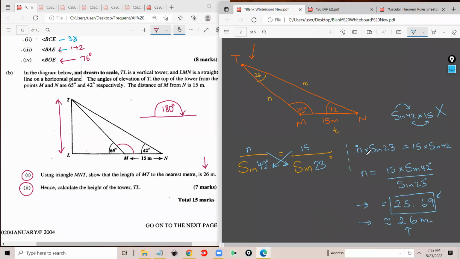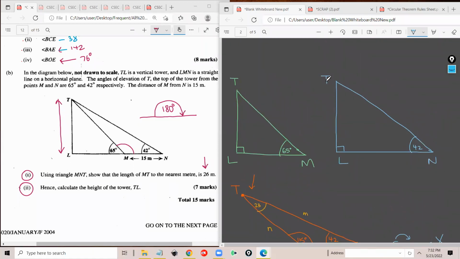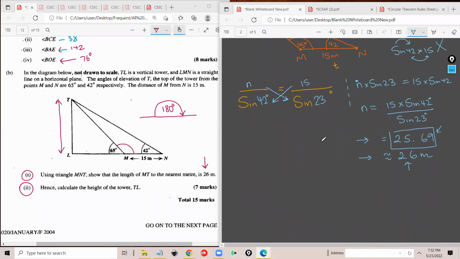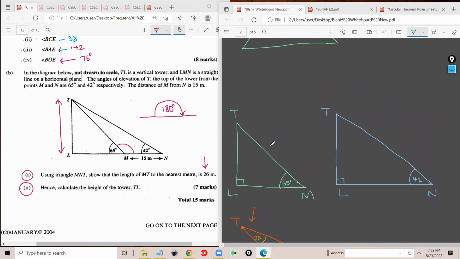All right, so let me help you out a little bit. Let's only focus on this triangle. So let's go back up over here to the green triangle. Remember, we just found MT. MT was how much? Roughly 25.69. We know here is 65 degrees, and I want you to find this length.